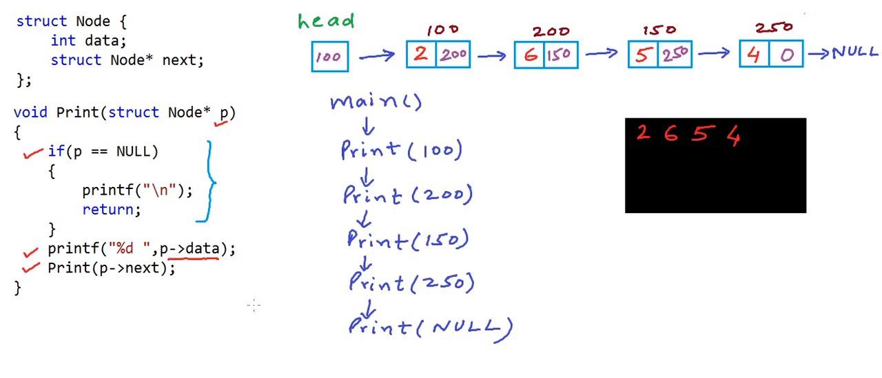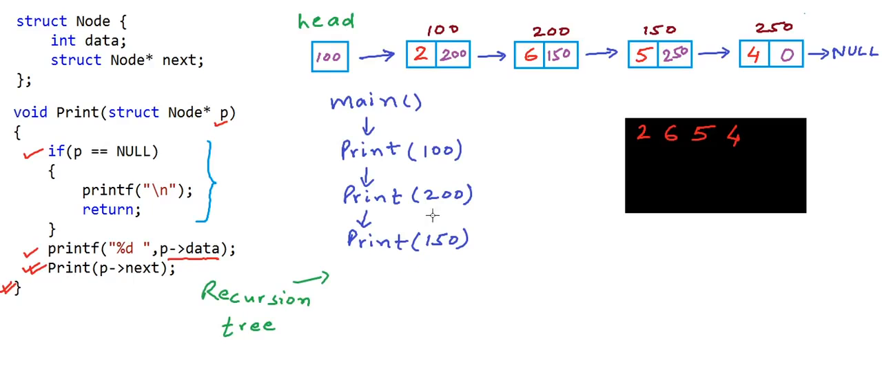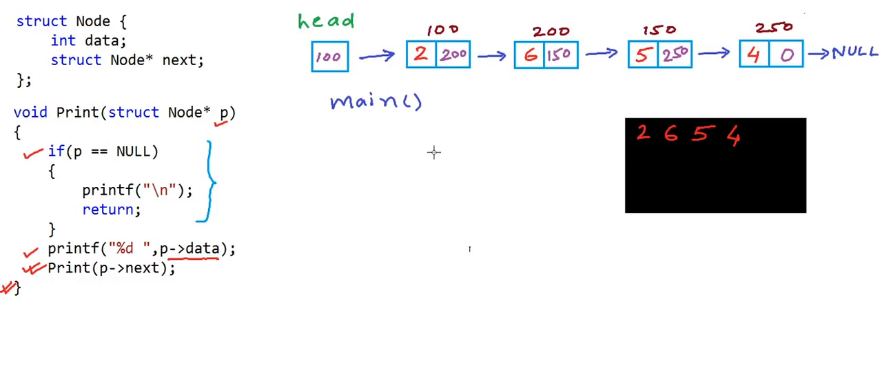This particular structure that we have drawn here is called a recursion tree. So the print null function call will finish and control will return back to print 250. There is no statement after this particular recursive call finishes, so we will simply exit this function call also, and control will return back to print 150, and we will go on like this. Finally we will come back to the main method.